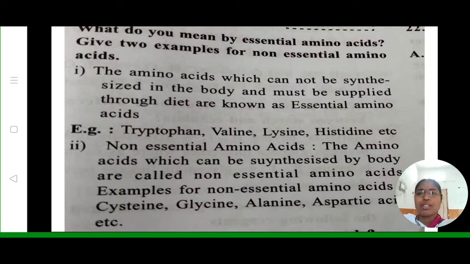Okay, in this question, in these 2 points, the first point asks what is an essential amino acid, so here we write only the definition of the essential amino acid. It carries 1 mark. In the second point, 2 examples for non-essential amino acids, we write only the examples. It carries 1 mark, each example carries half mark. Okay, this is essential and non-essential amino acids with examples.